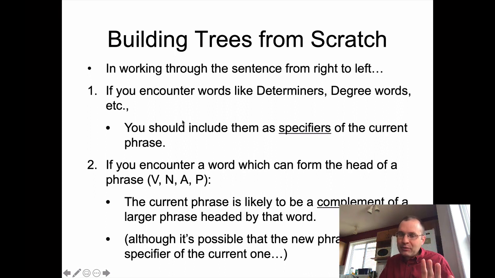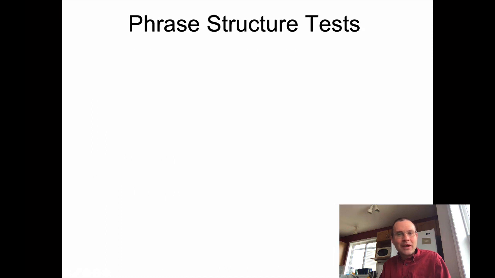I'll show you some examples as we go, but basically you're deciding: is the new stuff you're encountering to the left a specifier of the current phrase, or is the stuff to the right a complement of something bigger, which is moving to the left effectively? Again, it's better to show this than to tell you about it, so I'm going to stop talking about that now and show you in the practice exercises exactly how that works.